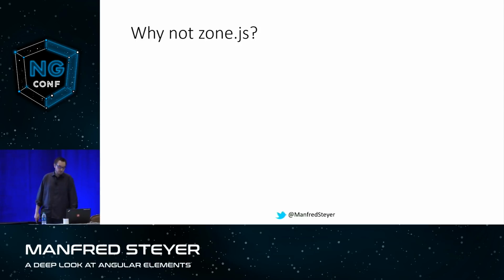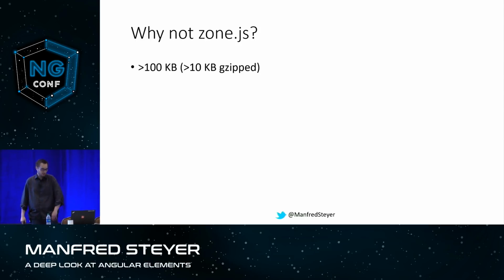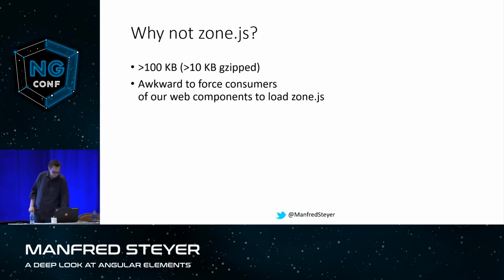Why is this bad for web components? Because it has more than 100K. And no one wants to use our 3 kilobyte date time picker together with a 100 kilobyte zone.js implementation. Okay, when gzipped and minified, it has 10K, but this is still too much for a 3 kilobyte date time picker. It is somehow awkward to force the consumers into using this.